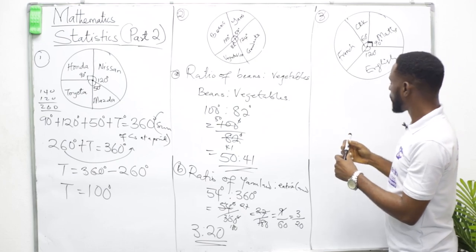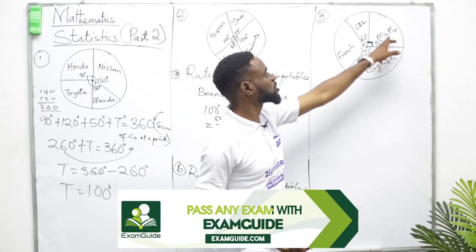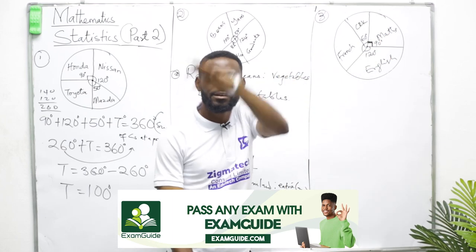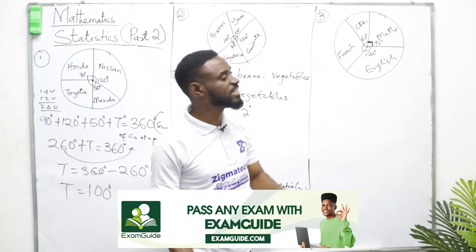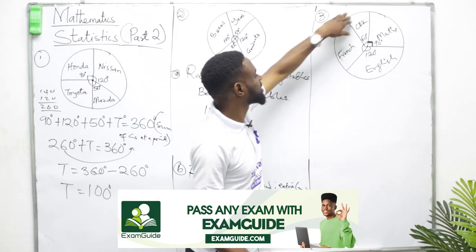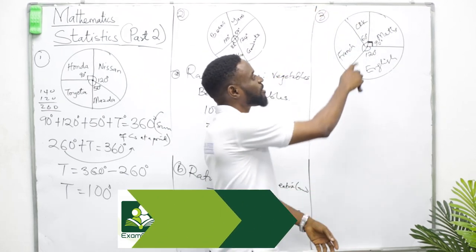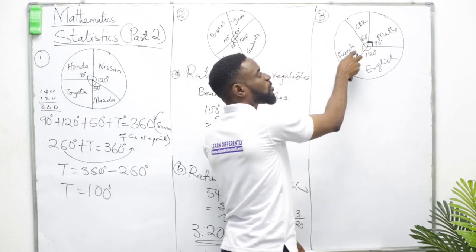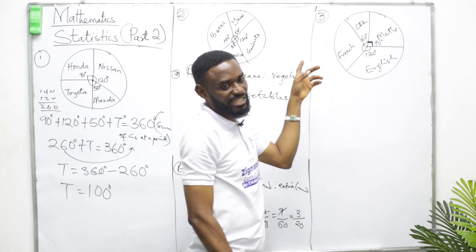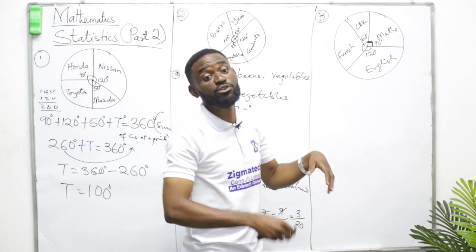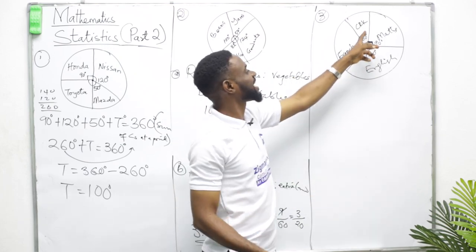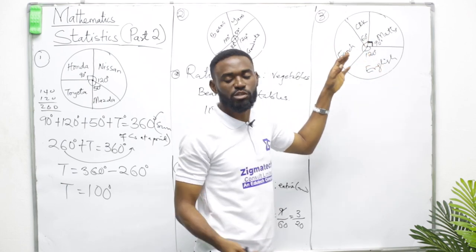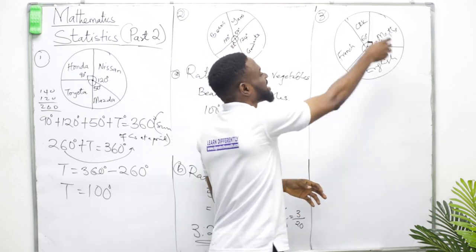All right. So to get the fraction of mathematics teachers to the entire teachers in that school, what are the number of teachers we have here? Here we have 90 degrees, 60 degrees, 120 degrees. This is French. They did not give us the value, but we know that since this is 90, 60 and 120, when we add up, it will automatically be 360. Everything here will be 360.